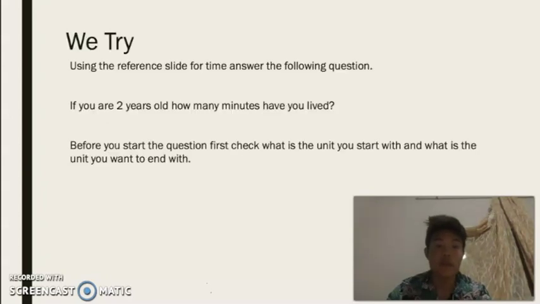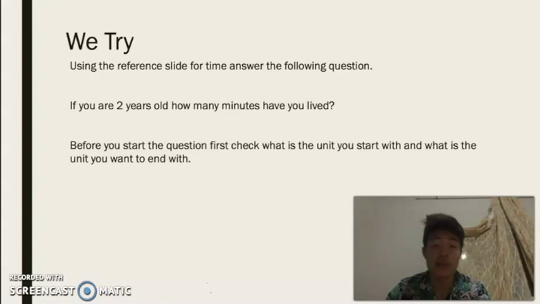Okay, so for this problem, I want to use the reference slides. This PowerPoint will be attached at the bottom of this video, so I want you to use the reference slides that are at the end of this PowerPoint. Now, if you're 2 years old, how many minutes have you lived?